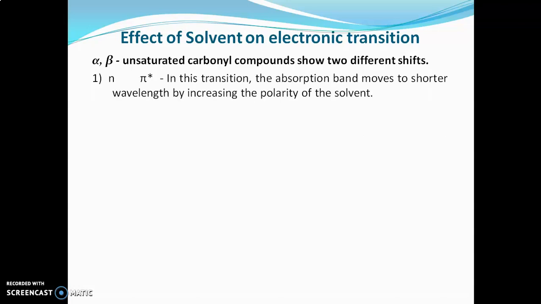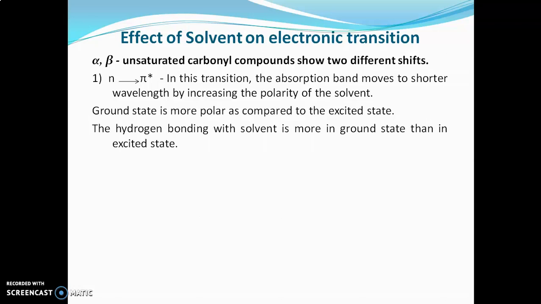The first transition is the n to pi antibonding transition. In this transition, the absorption band moves to shorter wavelength by increasing the polarity of the solvent. The reason is that the ground state is more polar than the excited state, and the hydrogen bonding with the solvent is more in the ground state than in the excited state.